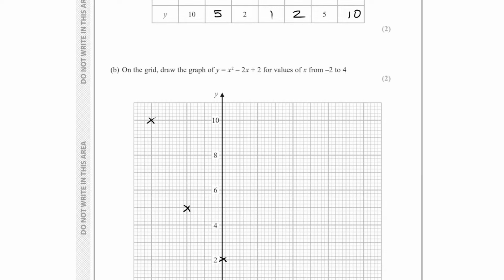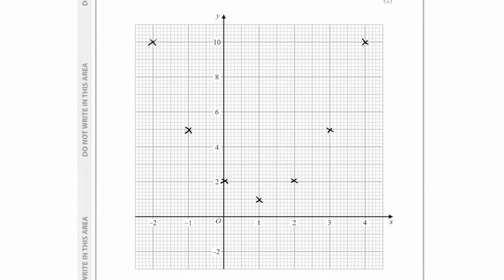0, 2, 1, 1, and then it goes back up again, 2. And obviously, because it's a quadratic, hopefully you'd know that this is the shape it should create, so you'll know if any of your coordinates are incorrect once you draw it, because if it doesn't create a U shape, then you know something's gone wrong. Obviously then join it up.